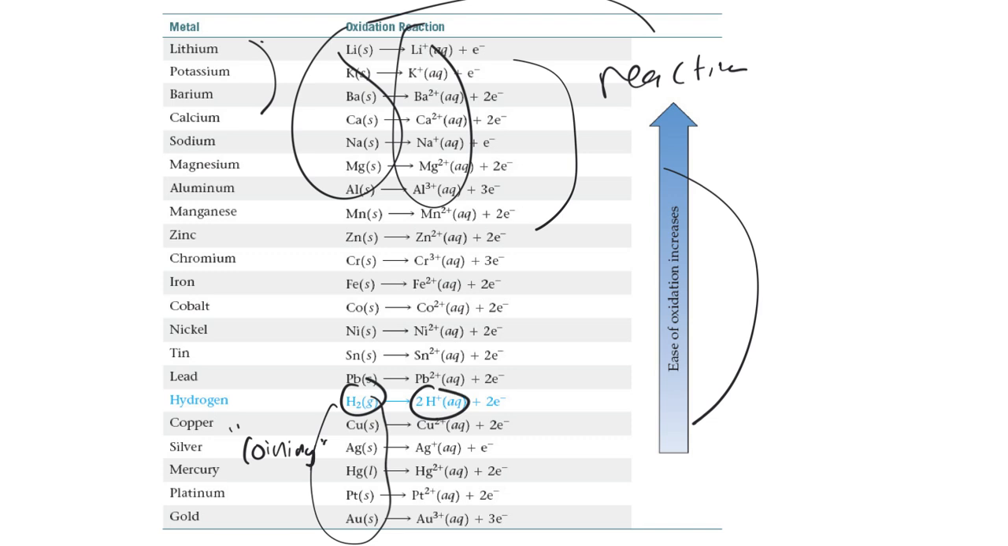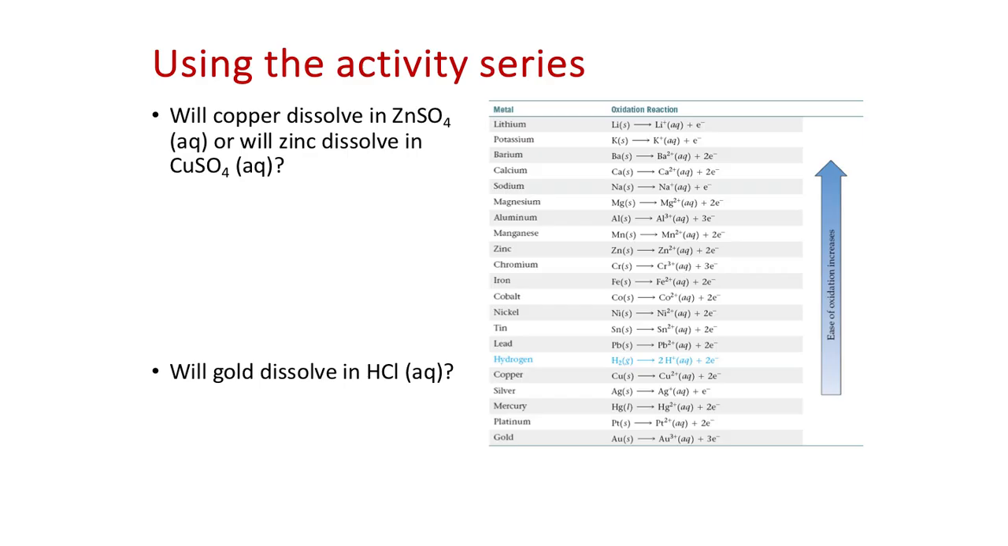Can we take metals and dissolve them in acid? Or can I take a metal and dissolve it in a solution of some cation of some other metal? I can use my activity series. So let's take a look at an example where we can think of which reaction will take place spontaneously. Will copper dissolve in zinc solution?